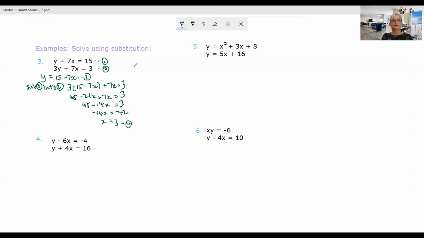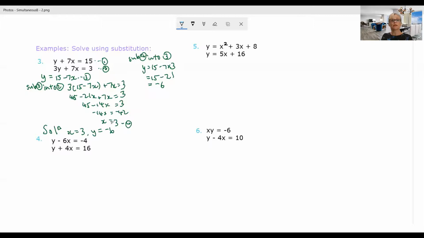If we sub that into this equation back here, we can find the y value. So y is 15 minus 7 times 3, which is 15 minus 21, which is negative 6. So our solution here is x is 3 and y is negative 6.